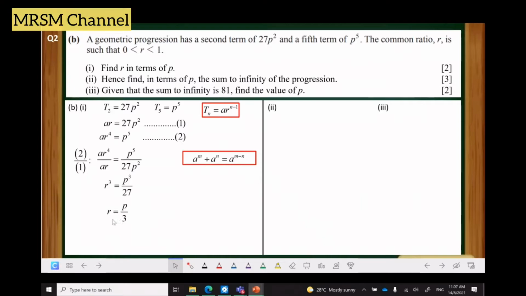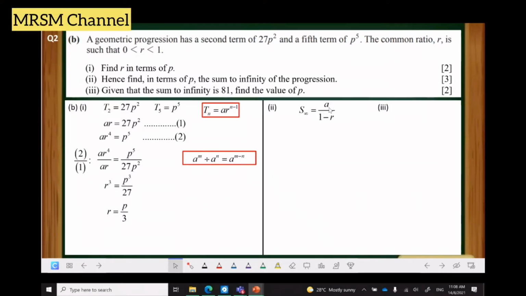Okay, so once sudah dapat R, dia kata find hence. Bila soalan hence, maksudnya kena ambil apa yang you all dah dapat dalam soalan part 1 tu. Dia kena guna. Alright, so hence find in terms of P the sum to infinity of the progression. So bila dia suruh cari sum to infinity, so formula sum to infinity ni apa dia? So S infinity is equal to A over 1 minus R. R dah dapat P over 3. Okay, so kita boleh je nak masuk P over 3 kat sini. Tapi A tak tahu lagi berapa. So kena cari A dulu.